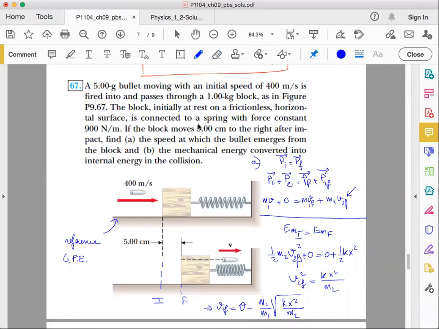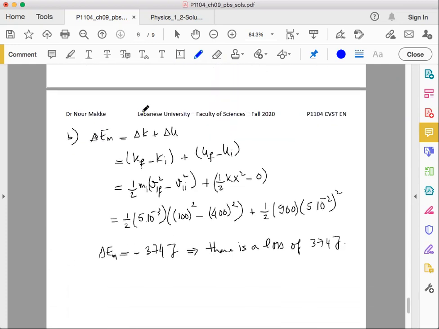Here we have to determine the mechanical energy that is converted into internal energy in the collision. To do this, the best way is to calculate how much the mechanical energy has changed, by taking the difference in the mechanical energy between the initial state and the final state. The initial state corresponds to the case where the bullet comes into the block, and the final state is when the bullet emerges from the block and the block has moved by 5 centimeters.